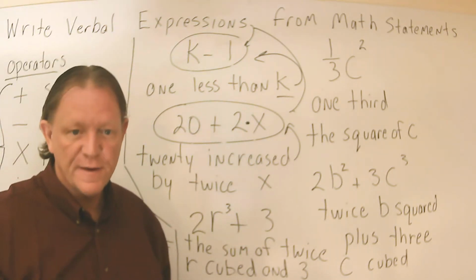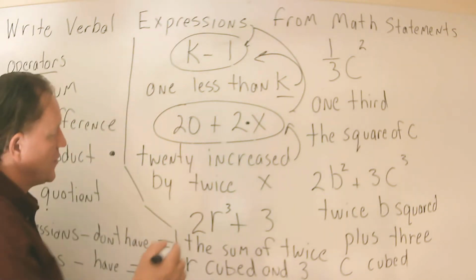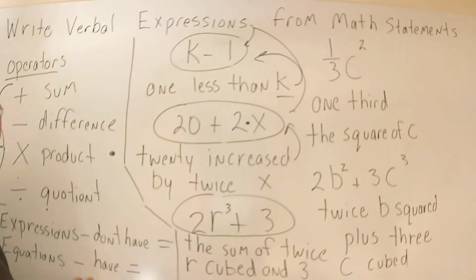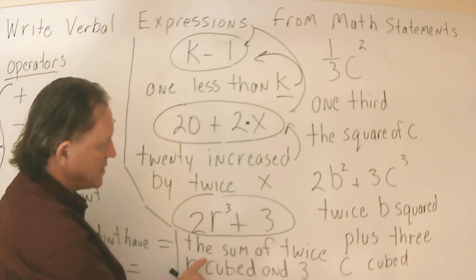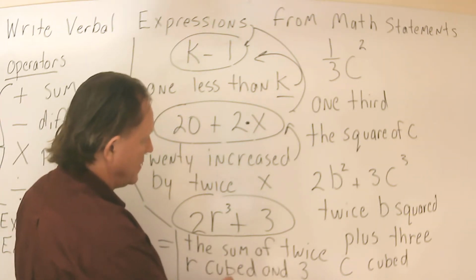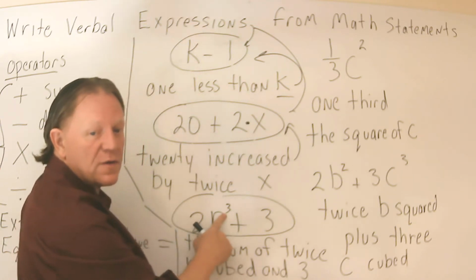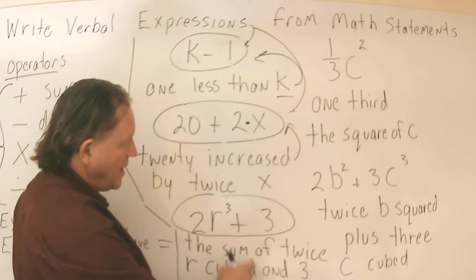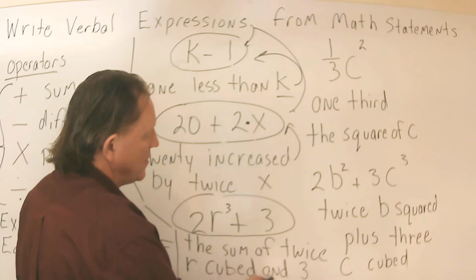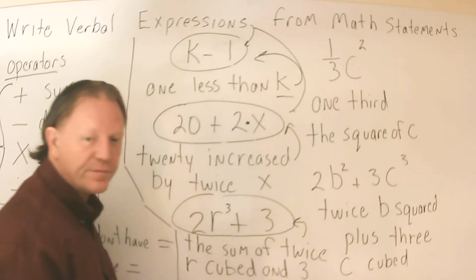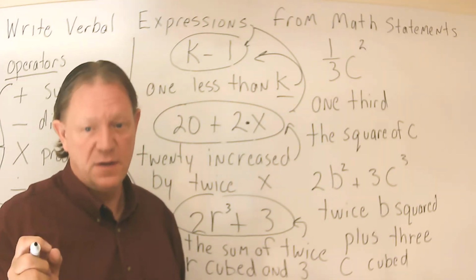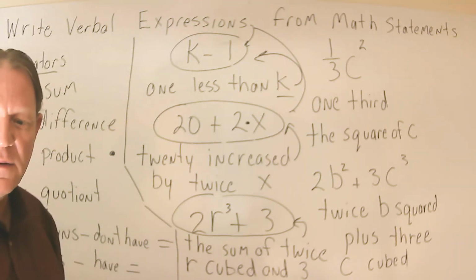Okay, let's go ahead and look at another example. Okay, our next example we see down here. Here's an expression. Remember, there's no equal, so it is an expression. It's not an equation. So we could say the sum, we're adding, of twice r cubed, that's to the third power. We could also say r to the third power. That's just fine. And 3. We could use plus 3, increased by 3, but here we just chose to use and 3. So again, not just one way to write the verbal expression, different ways. We'll go ahead and move on to the next one.